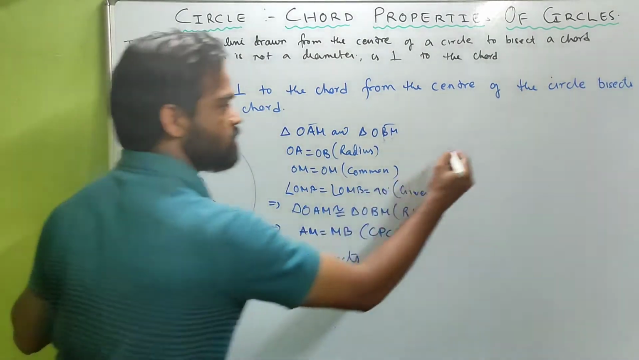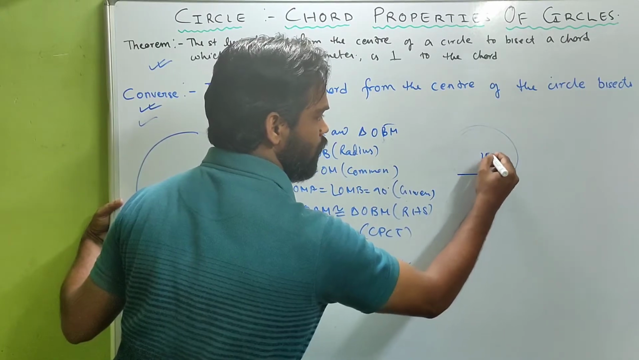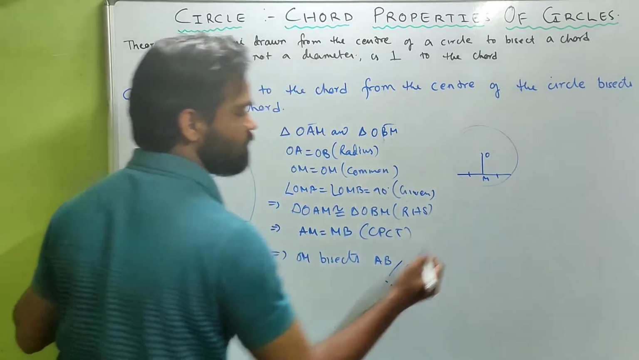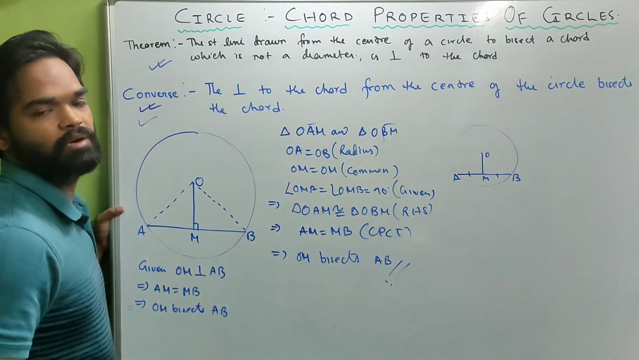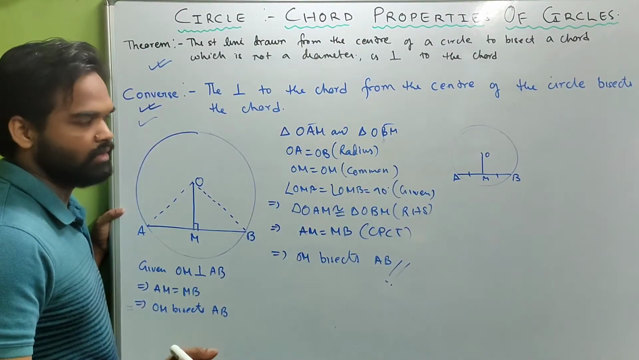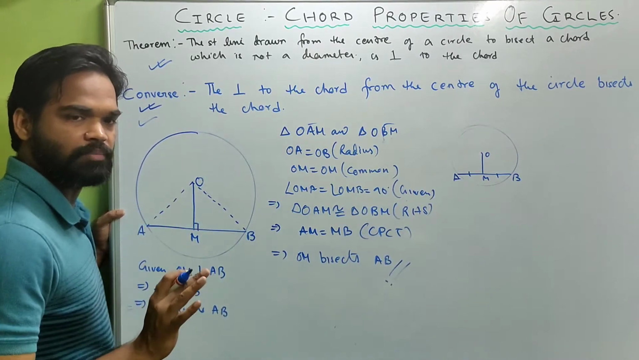And the theorem was if OM bisects AB, then OM is perpendicular to AB. Am I clear? Now let us look at the next theorem.